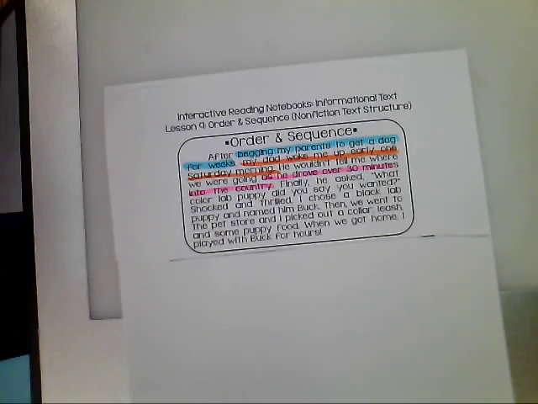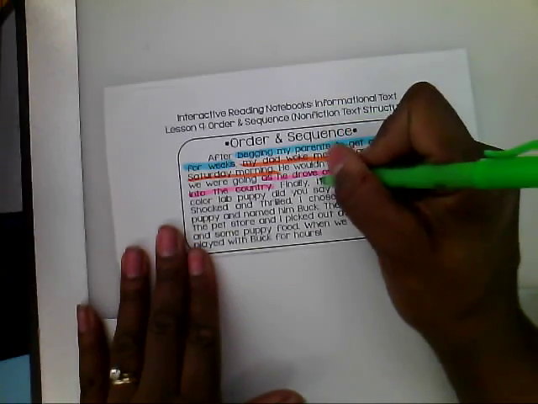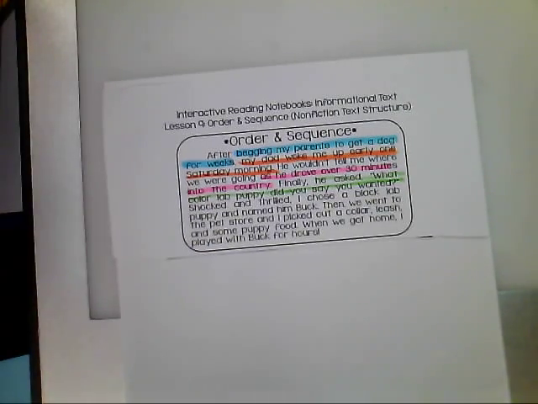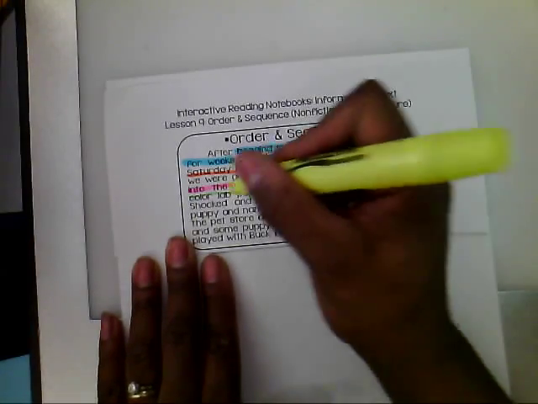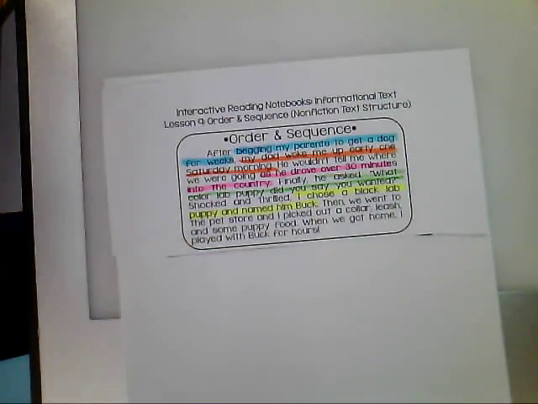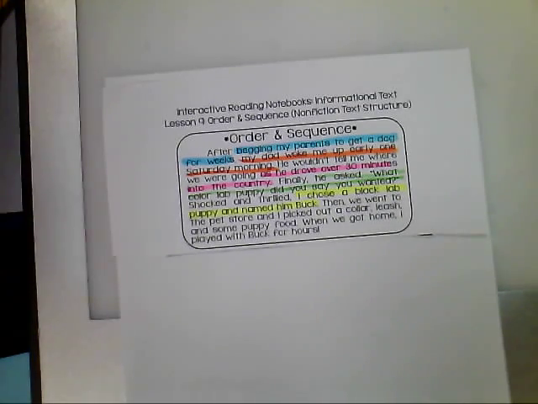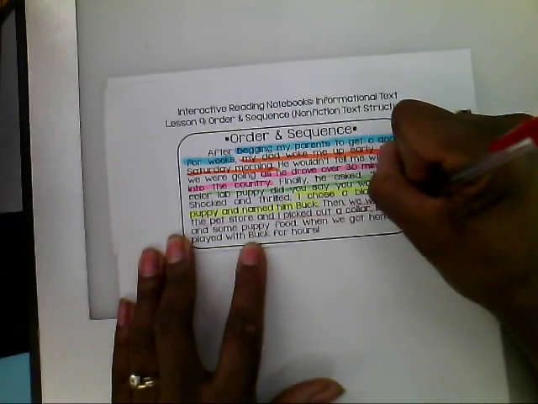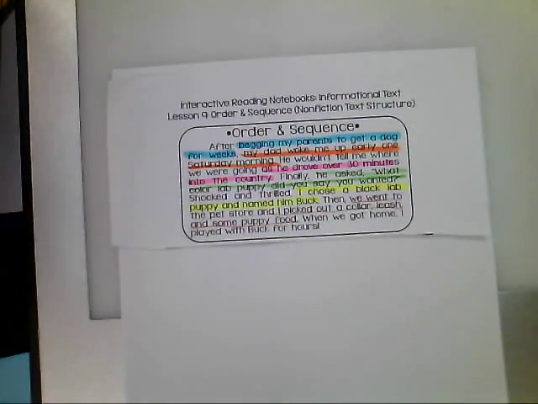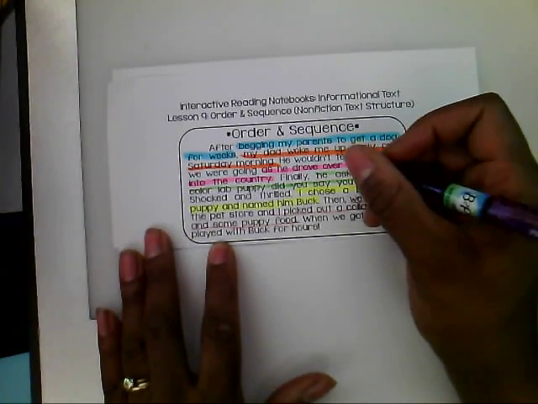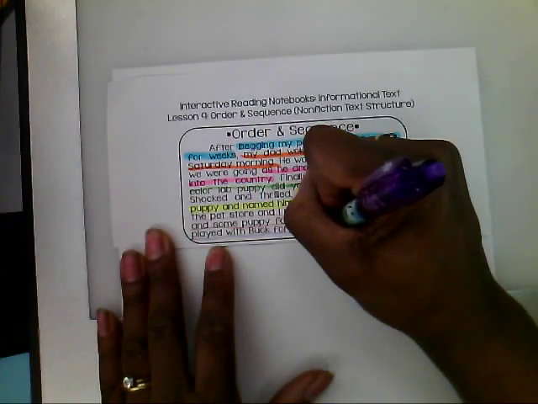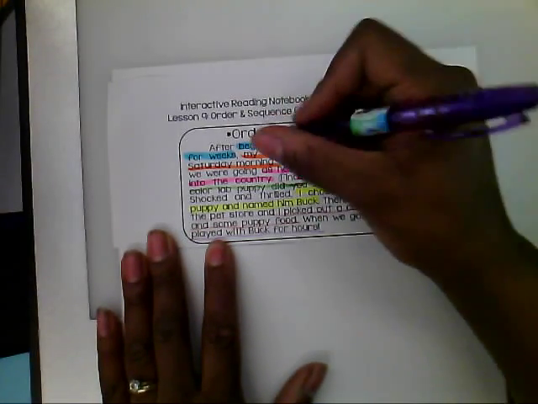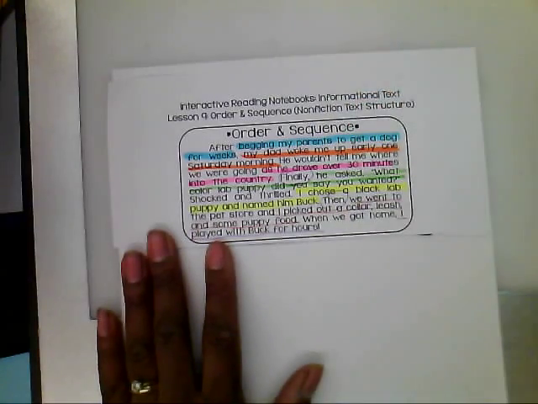Okay, finally, he asked, "What color lab puppy did you say you wanted?" Shocked and thrilled, I chose a black lab puppy and named him Buck. The next detail, we went to the pet store and I picked out a collar, a leash, and some puppy food. And finally, I played with Buck for hours. Okay? And you can see some transition words here, or some order words, finally, then, but the events are listed in the order in which they happen.